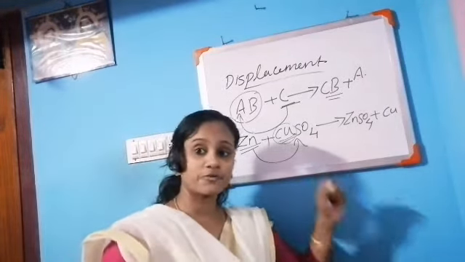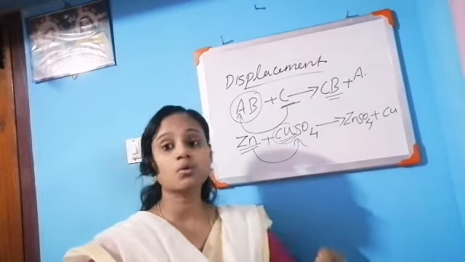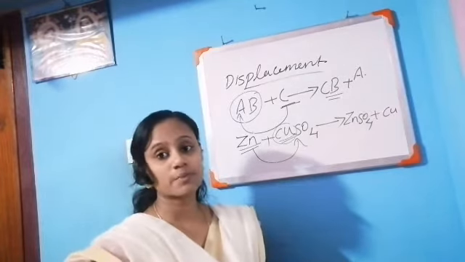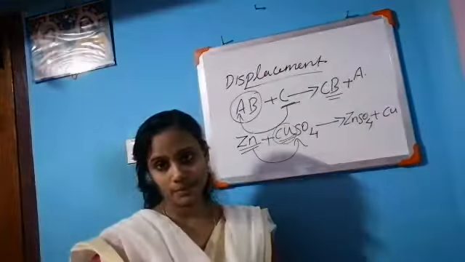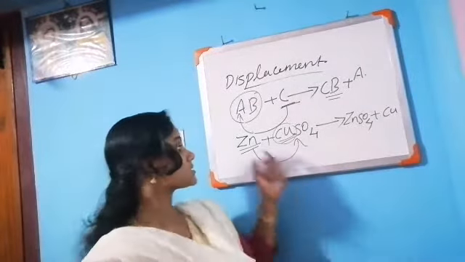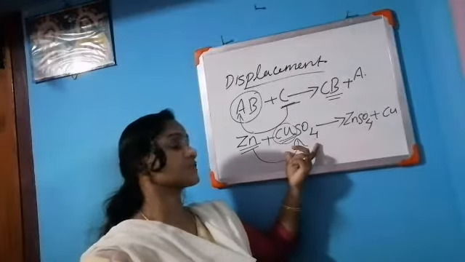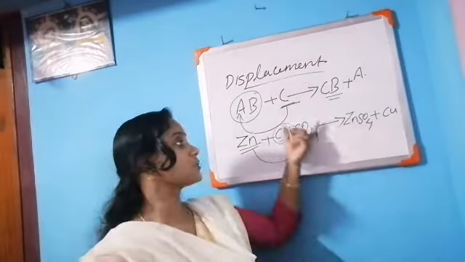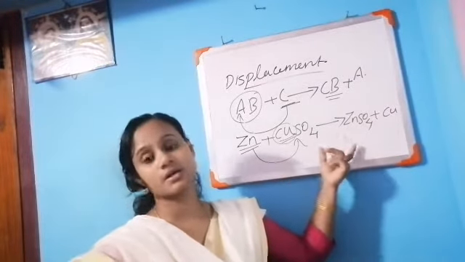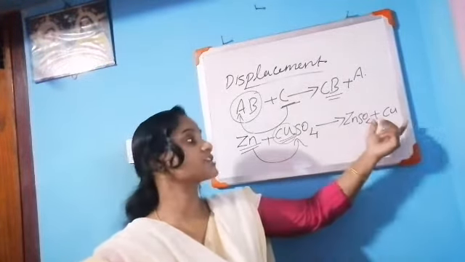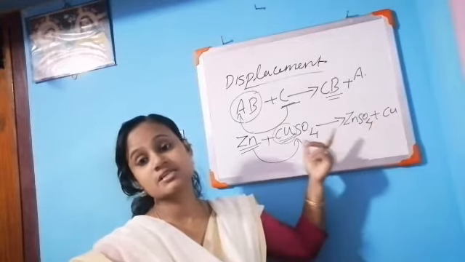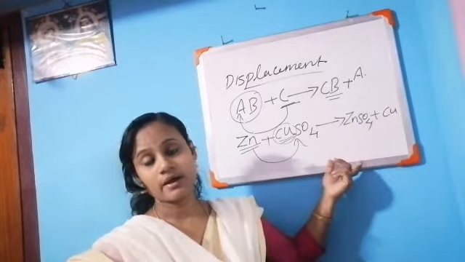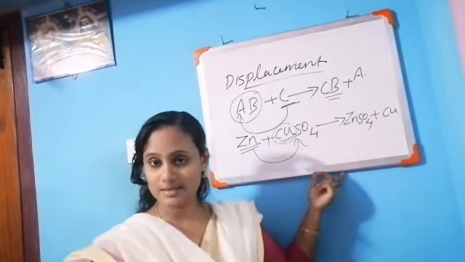What is the color of copper? Reddish brown or pink. Reddish brown or pink is the color of copper. Is it clear now, dear children? So zinc reacts with the copper sulfate solution. What do you observe? The blue colored solution fades into colorless and a reddish brown substance is deposited under the solution. Is it clear?